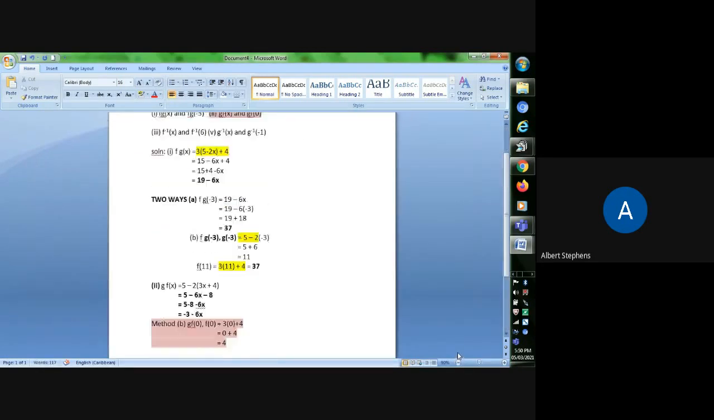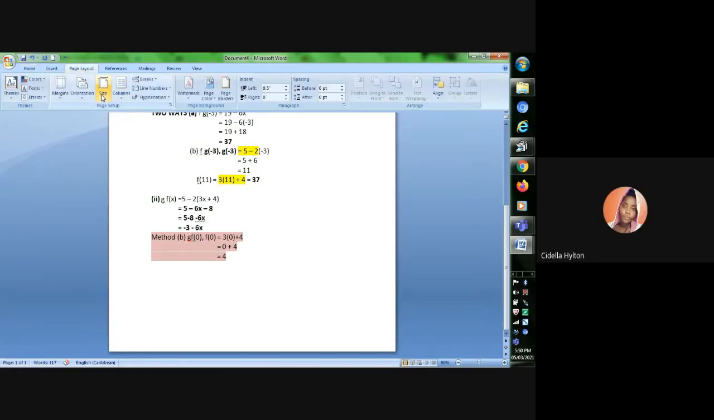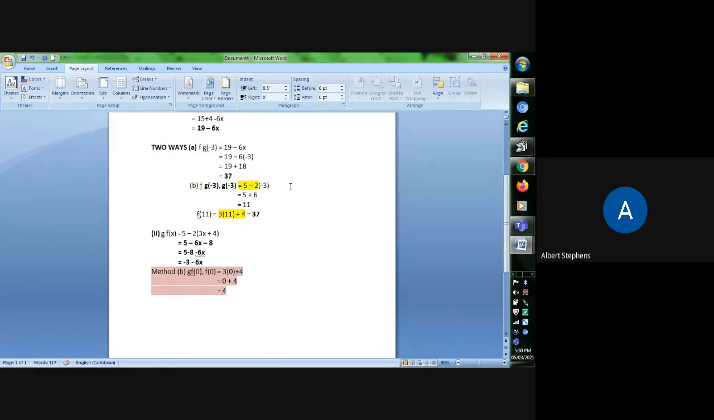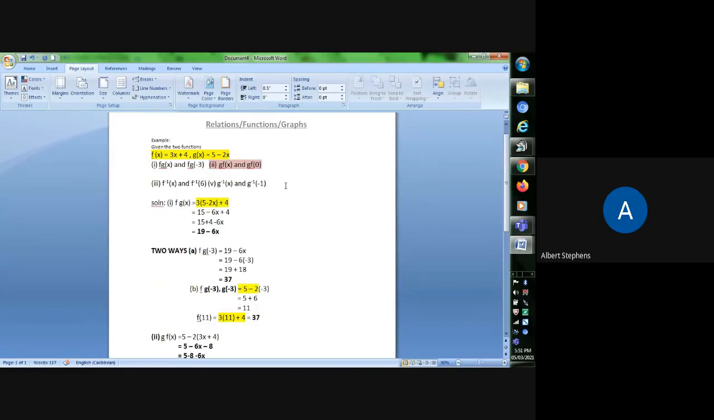I will send this document on WhatsApp so you can look at it. All right. So we're at part 2. Let us look at part 3. Part 3, we must find what? F inverse x.